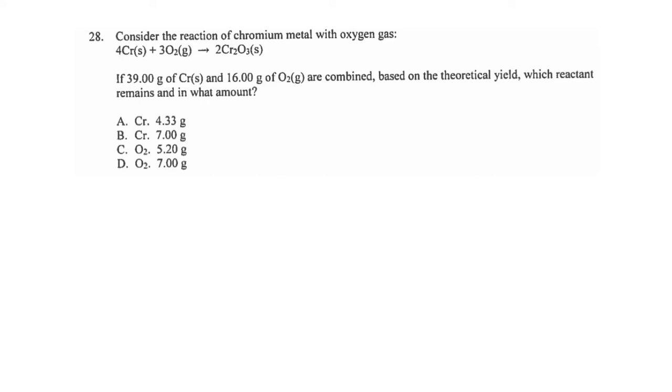We're told we have 39 grams of chromium, 16 grams of oxygen. Based on the theoretical yield, this is just a way of saying, assuming you get the maximum possible yield, assuming the reaction goes to completion, which is another way this is sometimes worded. And going to completion is just the maximum possible product yield that we could get from the combination of these 2 masses.